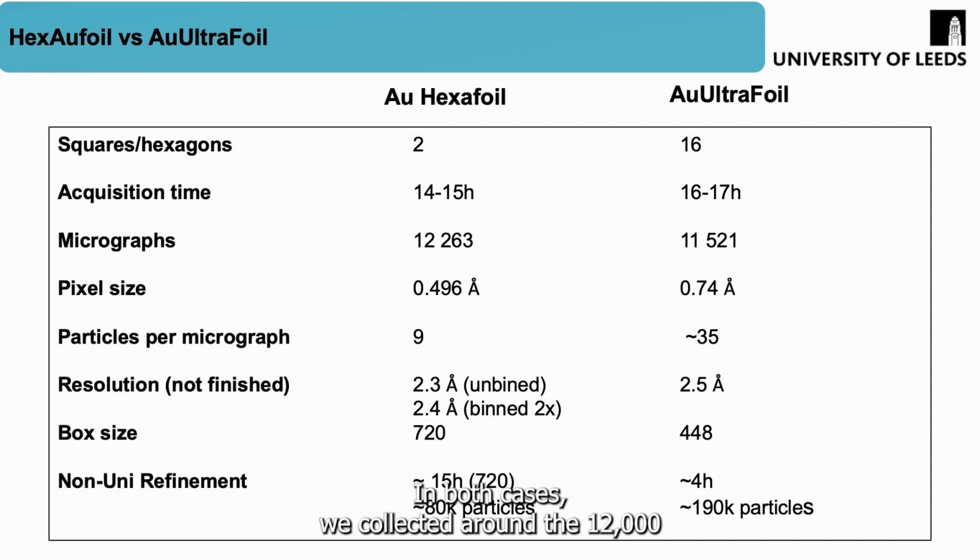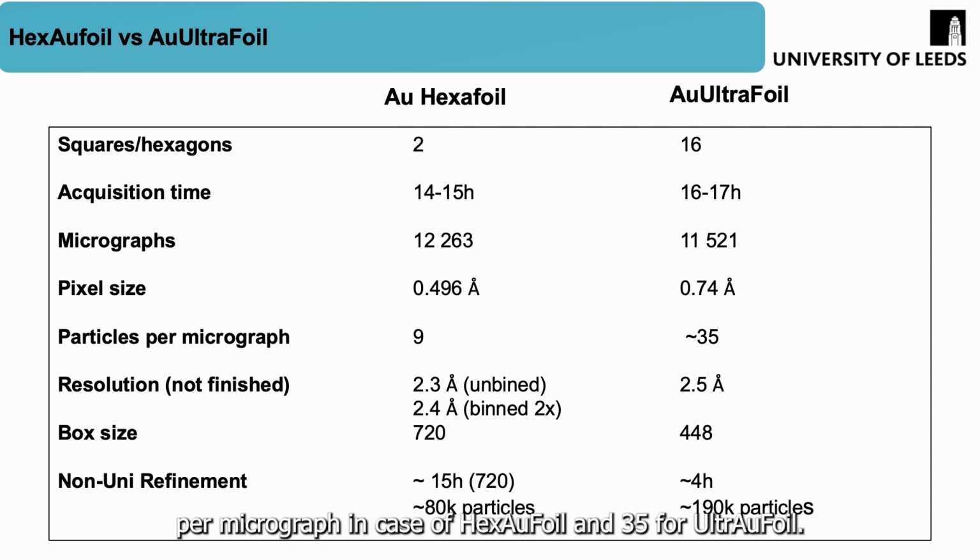In both cases, we collected around 12,000 micrographs, which took roughly 15 hours. In the case of HexAuFoil, we had a pixel size of 0.49, while for UltraFoil it was 0.74. We had around 9 particles per micrograph in the case of HexAuFoil and 35 for UltraFoil.